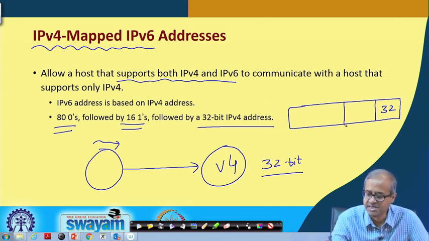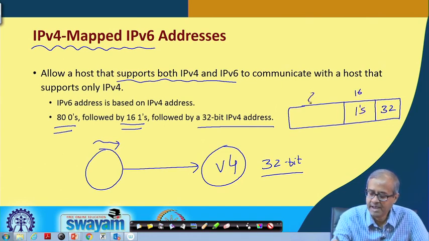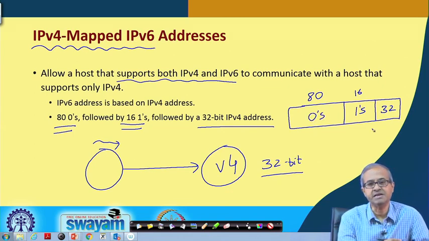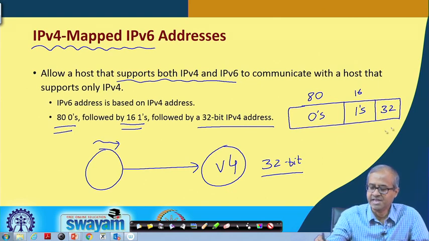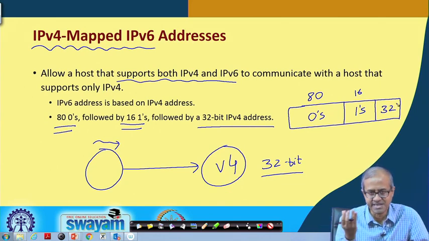Then there will be 16 ones, and in the first part there will be 80 zeros. This is the convention which is followed. So, any address like this will mean that this is an IPv4 mapped IPv6 address, where the last 32 bits actually represent an IP version 4 address. Okay.